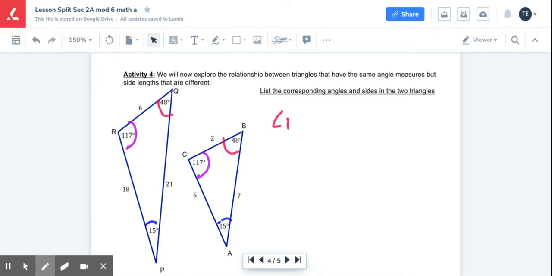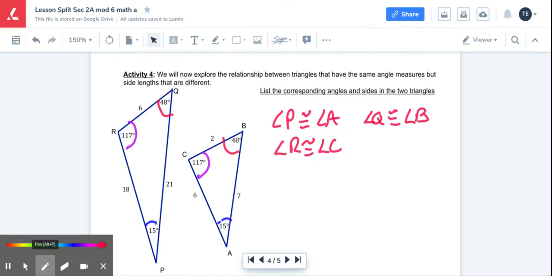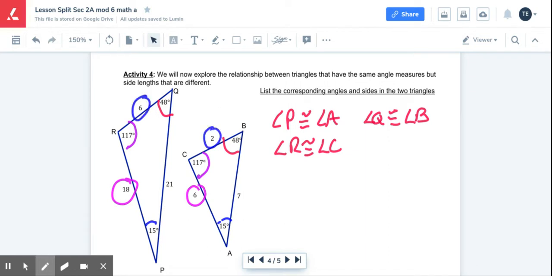So we know that angle P is congruent to angle A. And angle R is congruent to angle C. And angle Q is congruent to angle B. But the sides are not the same. The 18 corresponds to the 6, but the 18 is 3 times bigger than the 6. And the 6 corresponds to the 2, but again, the 6 is 3 times bigger than the 2. And the 21 corresponds to the 7, but the 21 is 3 times bigger than the 7.